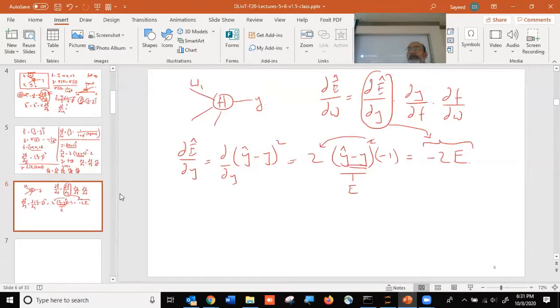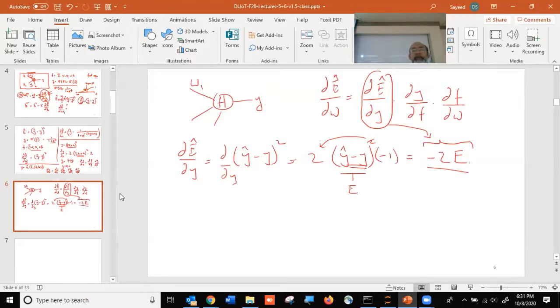The power becomes reduced by 1. Y hat minus y will still be there, multiplied by the derivative of the inside. Okay. So your minus 2e has come, which is the derivative with respect to y. This is the first term. Okay. So far, so good.